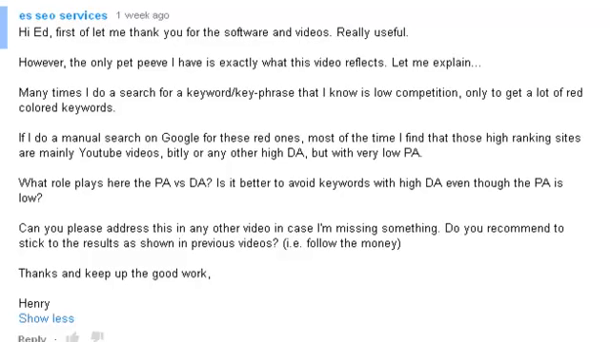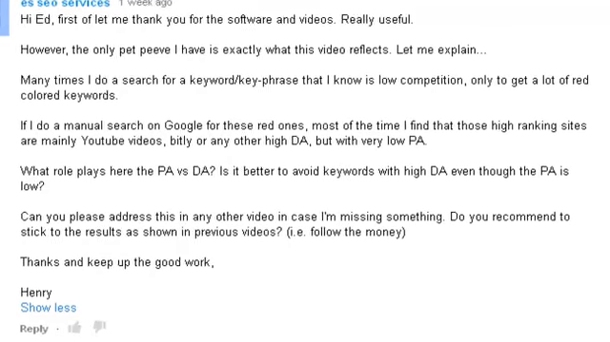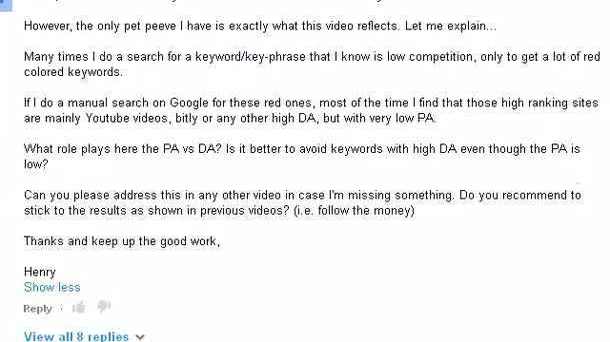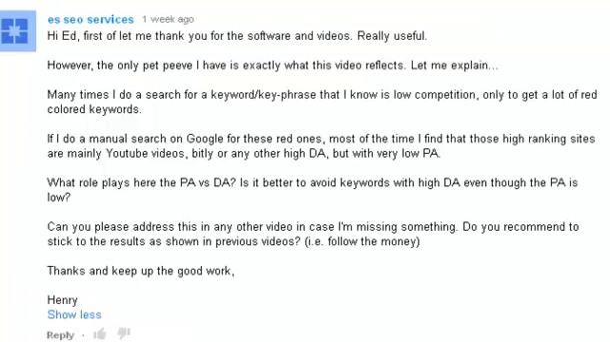So, to answer your question, is it better to avoid keywords with high DA even though PA is low? In general, it is, unless you know something very specific about the niche that you're pursuing. I always look for making lemonade to see if those high DA keywords can help me. Henry, I hope I helped clarify what you're seeing with Authority Snooper and the Google search results.